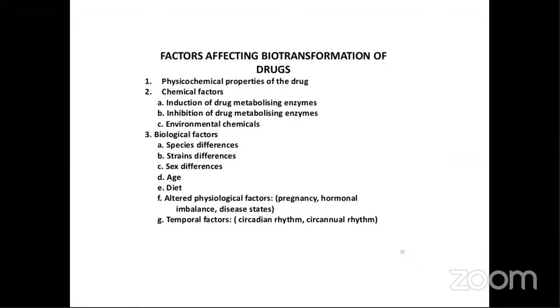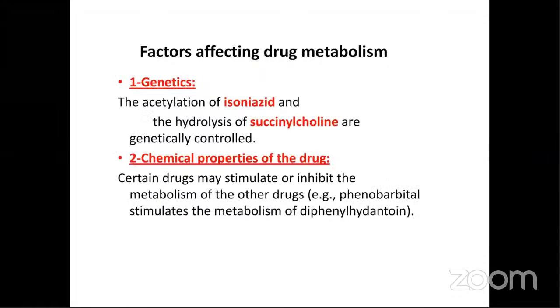Okay, we will go for some factors. Suppose some are genetically altered. The acetylation of isoniazid and hydrolysis of succinylcholine are genetically controlled, means they are controlled by genetic means. So the hydrolysis of succinylcholine and acetylation of isoniazid are genetically altered or controlled during the metabolic process.